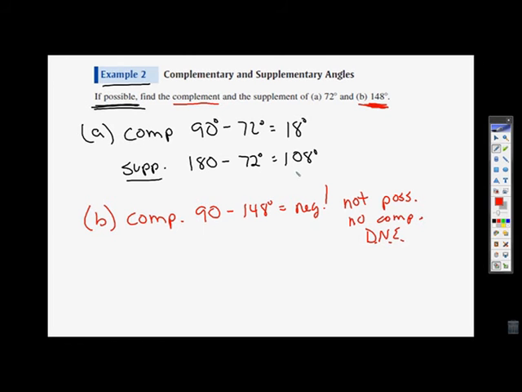Our given angle again is 148. We should be able to find the supplement. The supplement is 180 minus our given angle. 180 minus 148 is 32 degrees. 32 degrees and 148 are supplements.